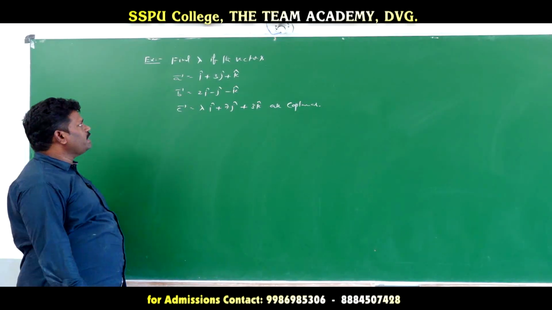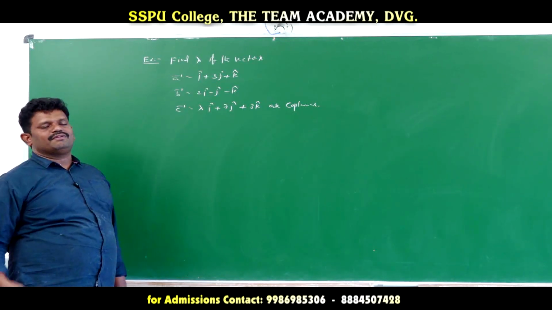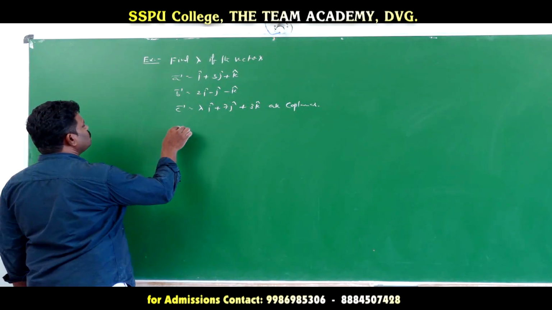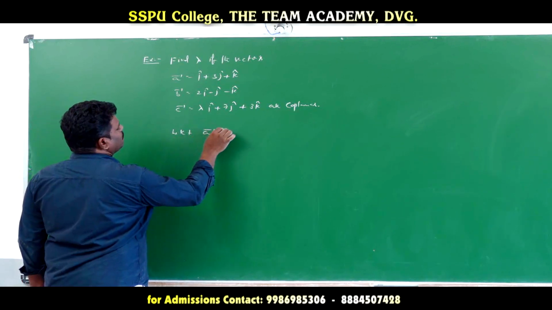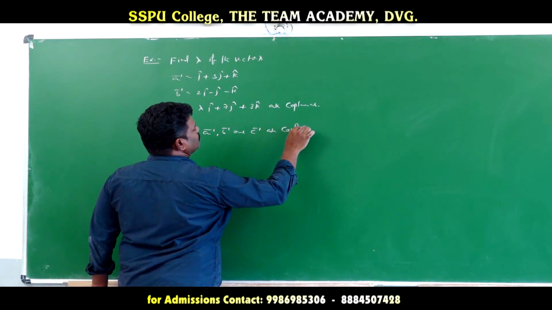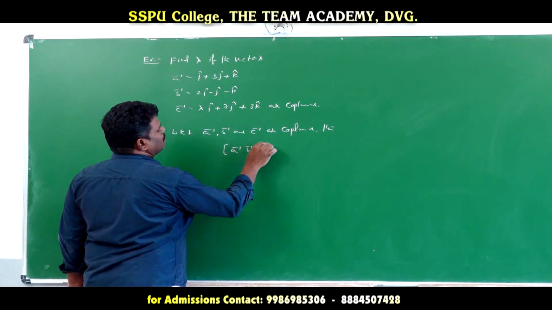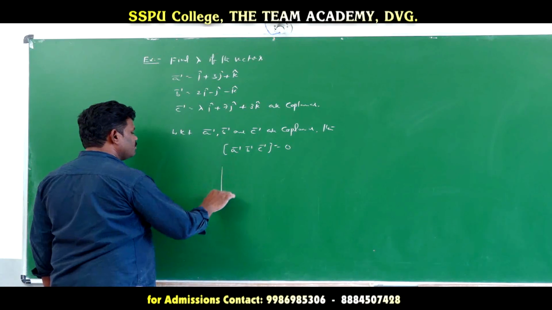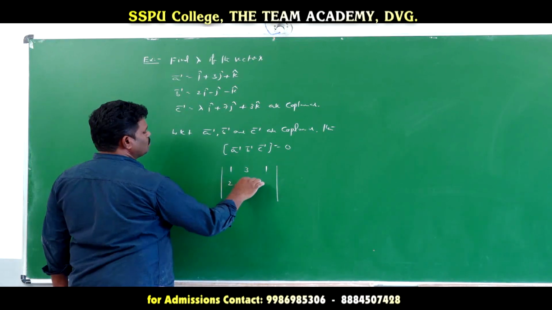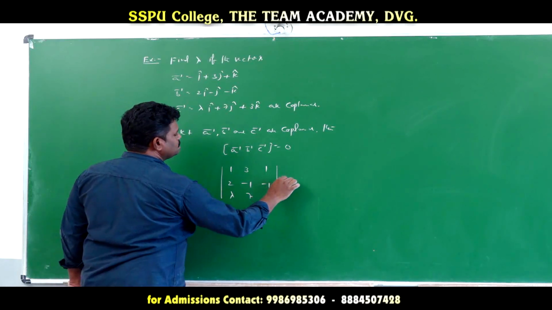Here is my next example: find lambda if the 3 vectors are coplanar. We already know that if the given 3 vectors are coplanar, then the box of a bar, b bar, c bar is equal to 0. So the determinant is: 1, 3, 1; next 2, minus 1, minus 1; next lambda, 7 and 3, is equal to 0.